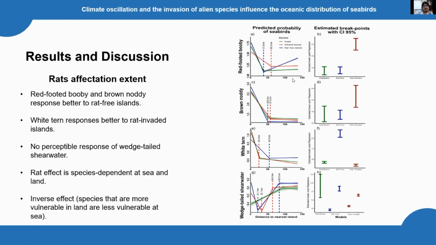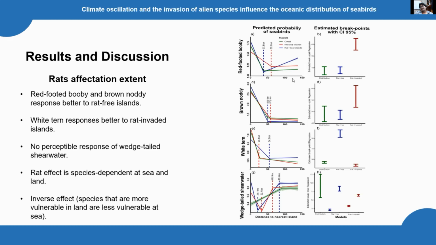Then, what's fascinating is that white terns respond better to rat-invaded islands. So they are more related to areas where rats are present. On the other hand, wedge-tailed shearwater has no perceptible response. There is no response particularly given by the wedge-tailed shearwater. And this may be because wedge-tailed shearwater in general is particularly vulnerable, as it nests in burrows, to rats and other predators, like the coconut crab, and the adaptations, first of all, are more related to avoiding predators.